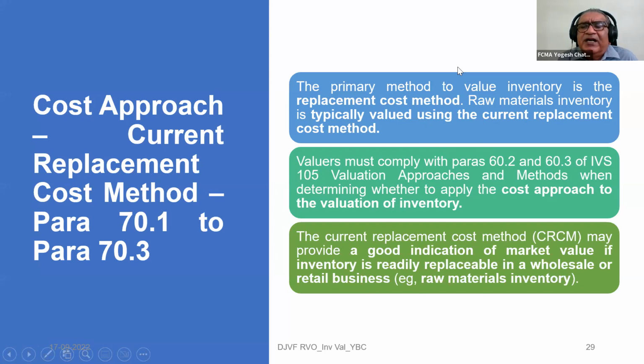So as I told you earlier also, it will be very easy to get a replacement cost of the raw material because it is readily available in the market. So a valuer must comply with para 60.2 and 60.3 of the IVS 105 Valuation Approaches and Methods when determining whether to apply the cost approach to valuation of inventory. And the current replacement cost method may provide a good indication of market value if inventory is readily replaceable in a wholesale or a retail business. So example, a raw material inventory.